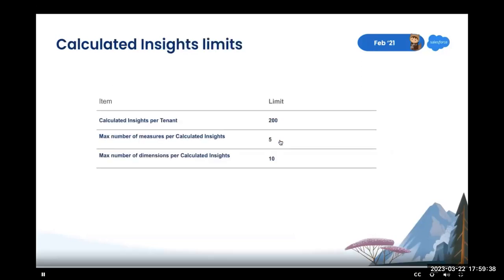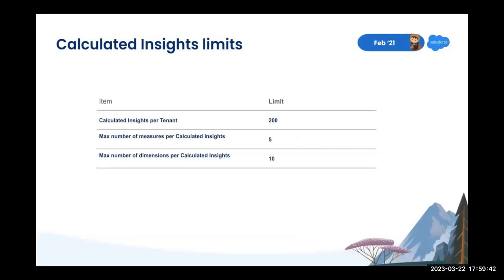Now, there are certain limits in calculated insights that I think everybody needs to understand. One of them is calculated insights per tenant. So you can create a maximum of 200 calculated insights per tenant. Now, in a single calculated insight, you can have up to 5 measures, like 5 metrics, and then you can have up to 10 dimensions. So those are some of the limits to be aware of.